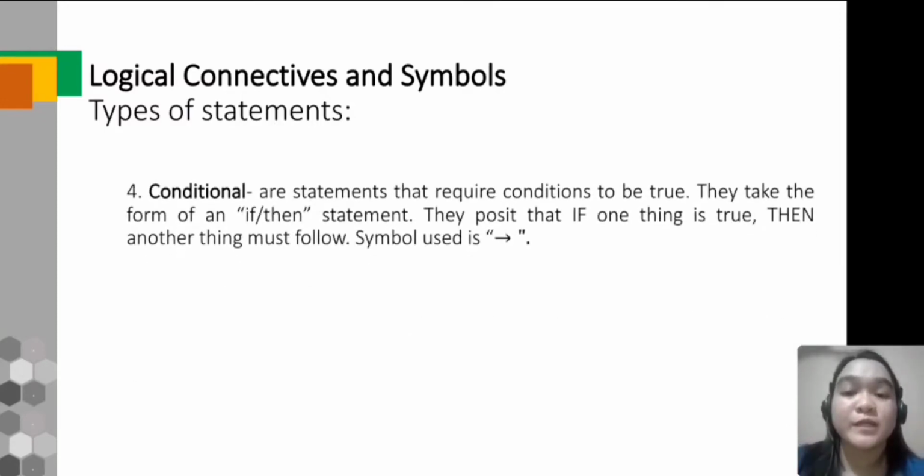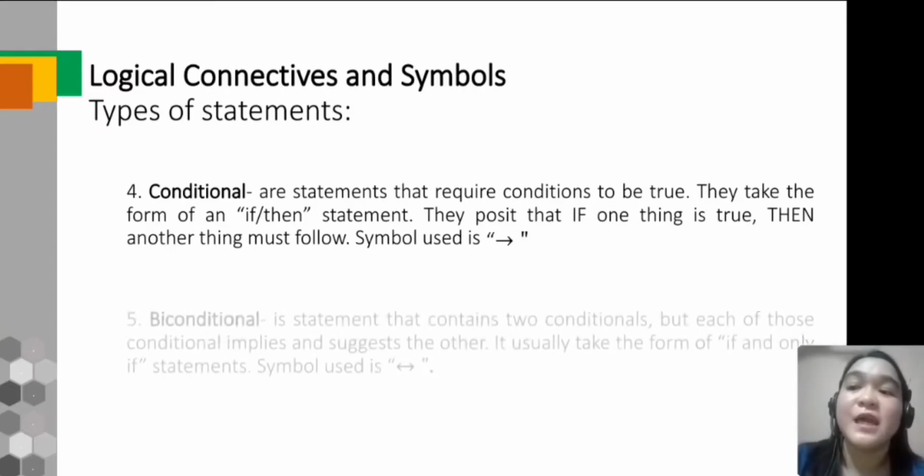The fourth one is the conditional. These are the statements that require conditions to be true. They take the form of an if-then statement. They posit that if one thing is true, then another thing must follow. The symbol used is this one.